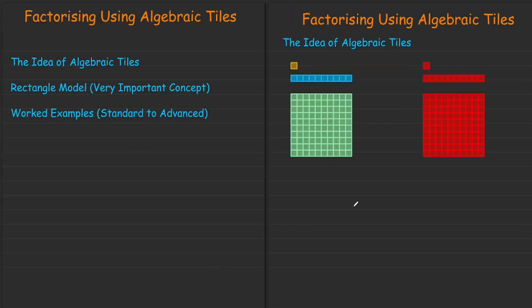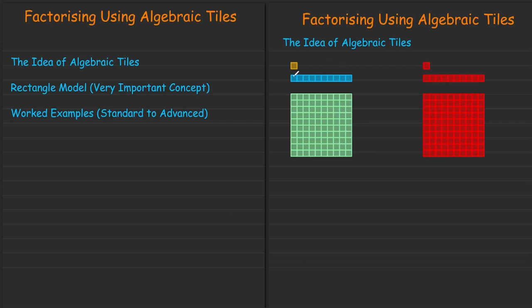So what are algebraic tiles? These are what we call the tiles. They are just visual blocks that are used to represent algebraic terms. This box here, this one you see over here, is a large square that we use to represent x squared. Just as the name would suggest, that is x squared.